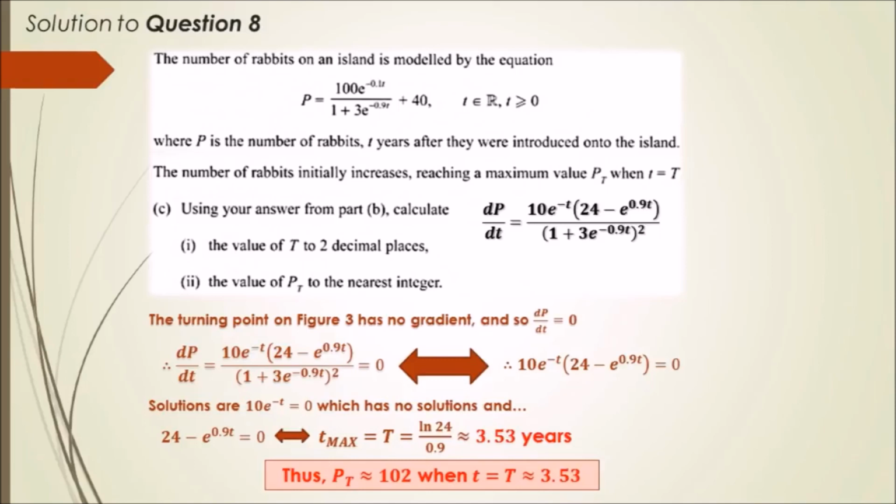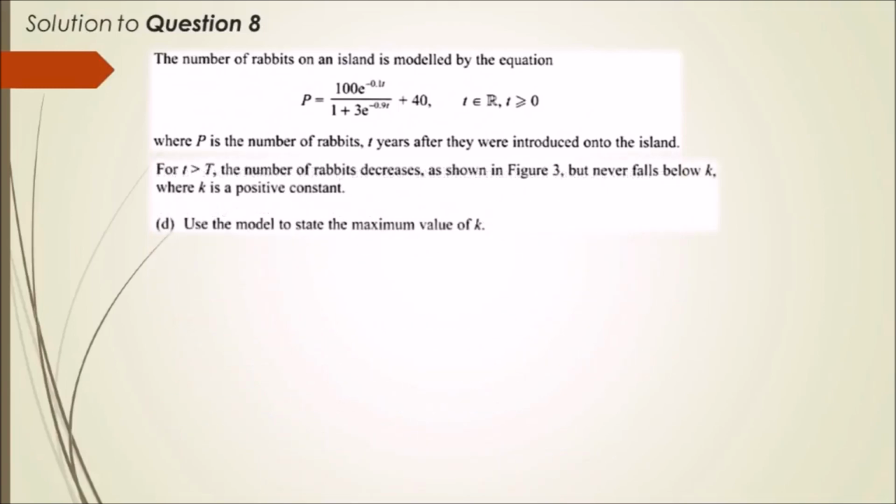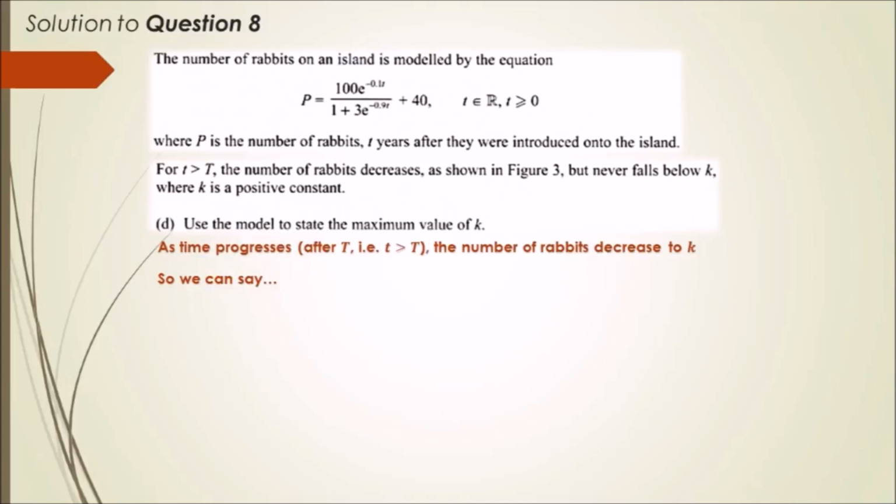Now, let's wrap this up with part D. Part D should be quite easy. What's it saying? It's saying use the model to state the maximum value of k. We know that as time progresses after capital T, which is the maximum value of t, the number of rabbits decreases to k. So remember, k is just some constant which occurs after you decrease infinitely. So we can simply say that as t approaches infinity, then capital P, the population, approaches its limiting population, which is k. I should really call it P max.